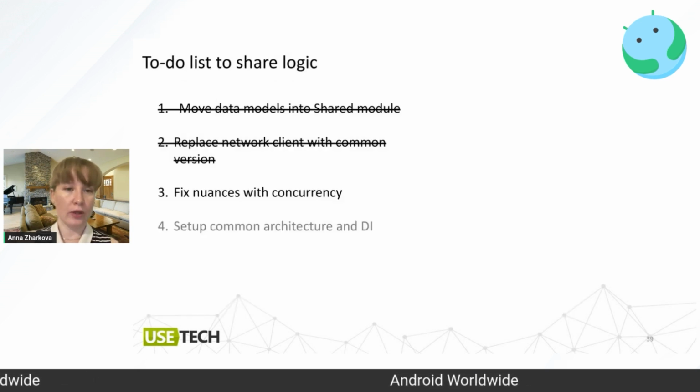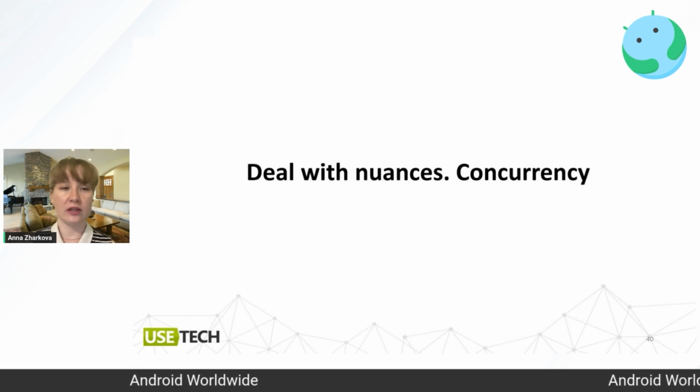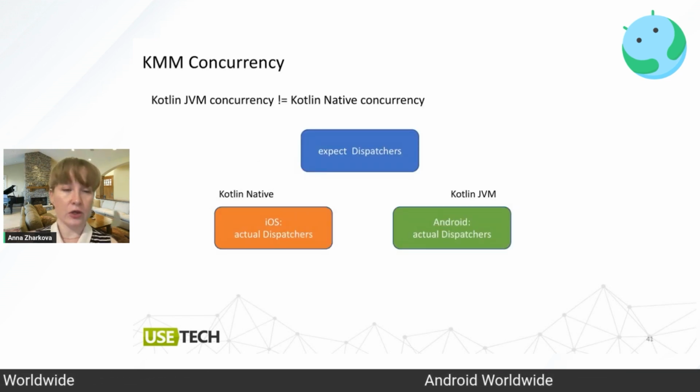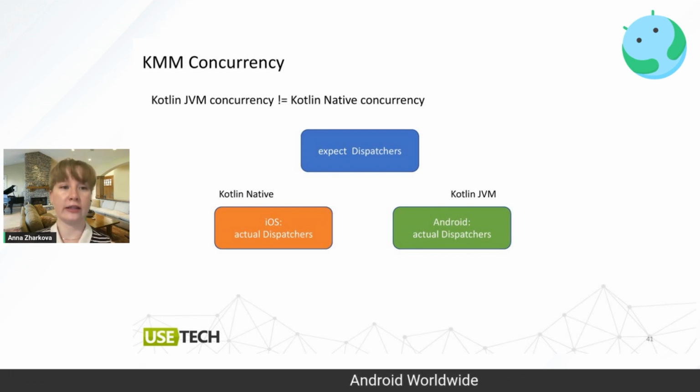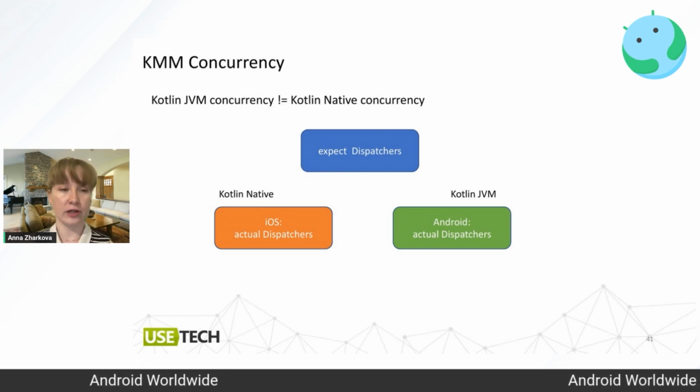So now we could move next and work with concurrency. Of course, concurrency is still one of the most important pitfalls while working with Kotlin Multiplatform. As we know, iOS and Android are different, Kotlin JVM and Kotlin Native are different, so Kotlin JVM concurrency and Kotlin Native concurrency are different. To deal with it, we need to provide expect and actual coroutine dispatchers, because we could use coroutines under our concurrency solution and implement it differently for Kotlin Native and Kotlin JVM.